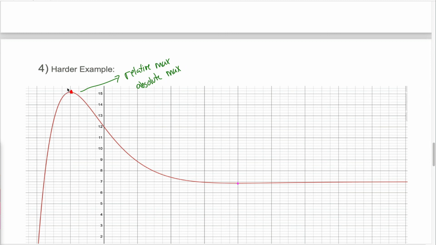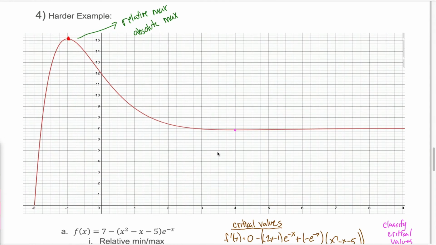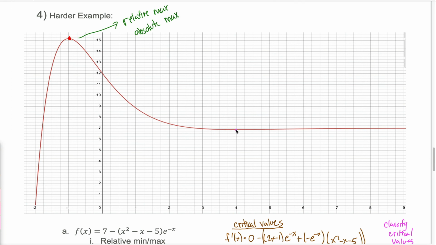To be a relative max, you just need to be kind of higher than all of your neighbors. To be an absolute max, you have to be higher than any point on the graph. But we can see just by looking at it that it's higher than any other point on the graph, so it's an absolute maximum. Contrast that with this point down here, which is definitely a relative minimum.